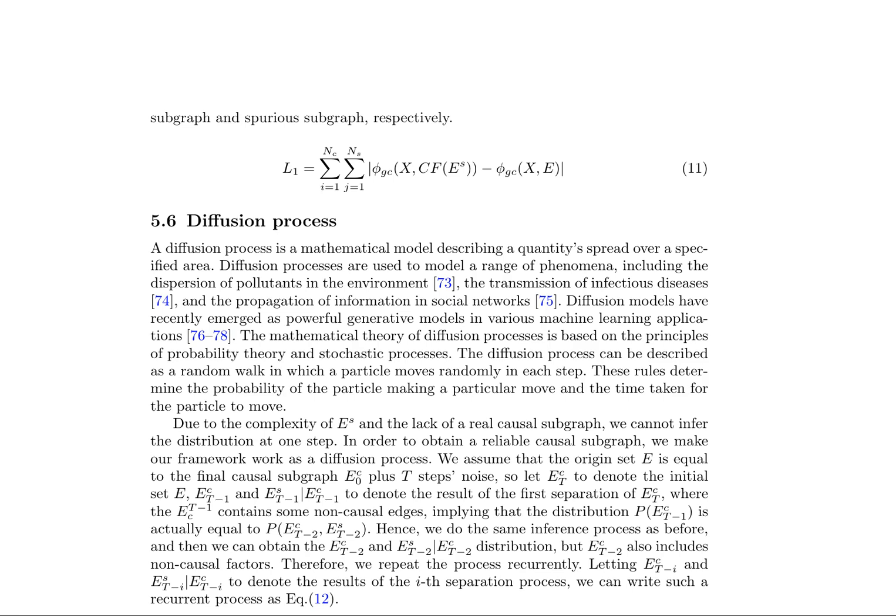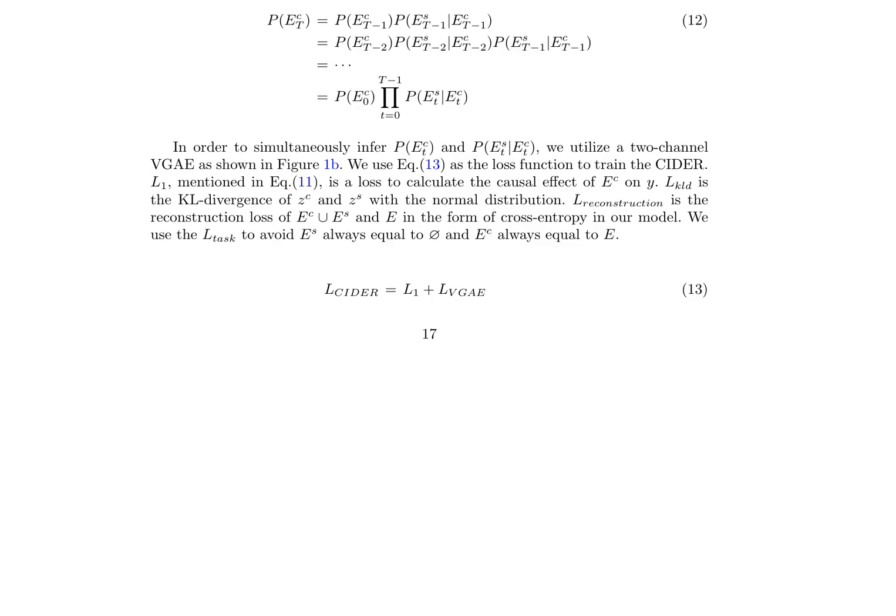The CIDER model is trained using a loss function that combines four components. L1, which measures the causal effect of E on Y. LKLD, the KL divergence of the latent variables ZC and ZS with the normal distribution. LRE construction, the reconstruction loss of EC union S and E in the form of cross-entropy. And LTask, which prevents S from always being empty and EC from always being equal to E. This multi-component loss function enables the model to effectively identify and separate causal and spurious subgraphs.